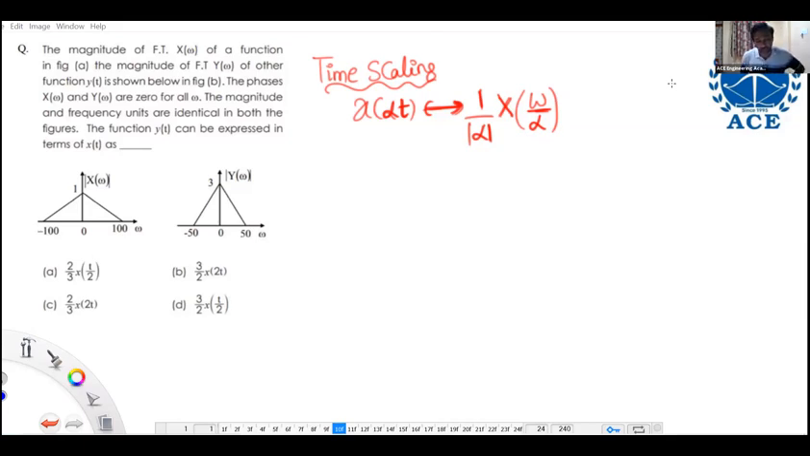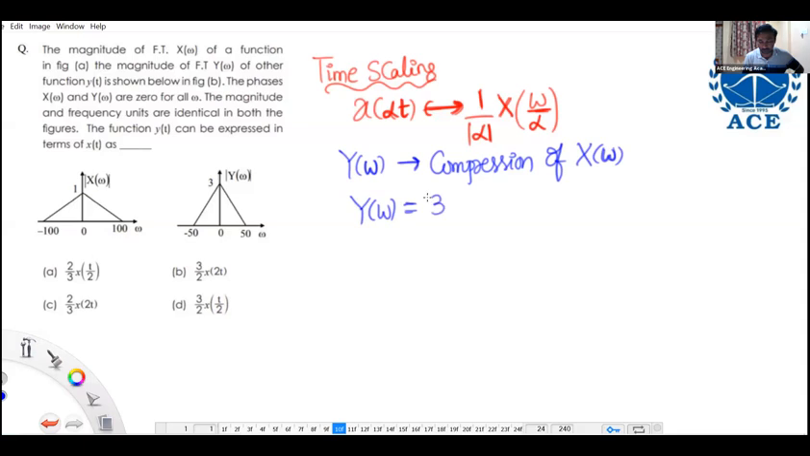Compression in frequency domain means expansion in time domain. You can say Y of omega is compression of X of omega. I can write Y of omega as 3 into X of 2 omega. Amplitude scaling is there, sir. Here 1, here 3. Here 3 into X of 2 omega.